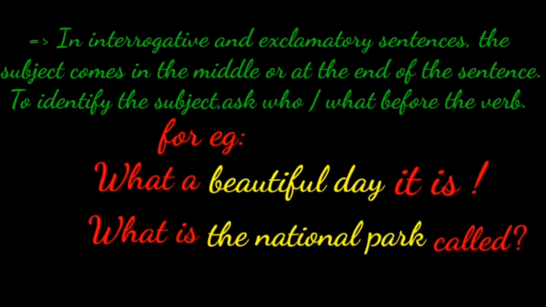In interrogative and exclamatory sentences, the subject comes in the middle or at the end of the sentence. To identify the subject, ask who or what before the verb. For example, what a beautiful day it is. This is an exclamatory sentence. Next one, what is the national park called? It is an interrogative sentence. In the first sentence, beautiful day is the subject. In the second one, the national park is the subject.